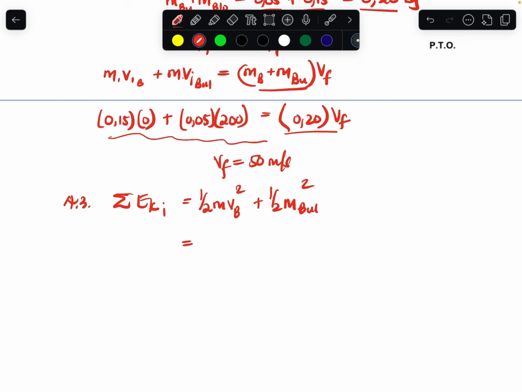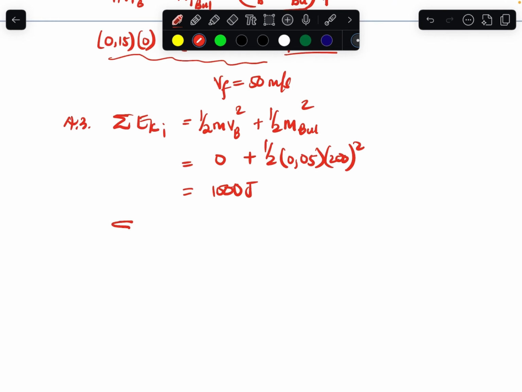The kinetic energy of the block before is going to be 0 because it has no velocity, and for the kinetic energy of the bullet before, the mass of the bullet is, no, it's 0.05, times the initial velocity of the bullet squared. So the answer is going to be 1000 joules.